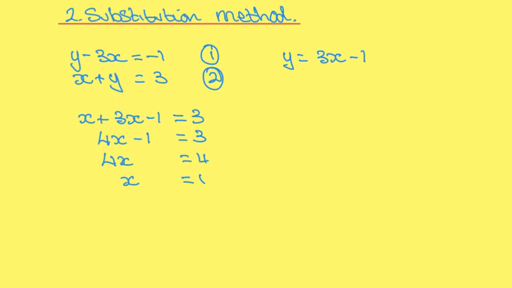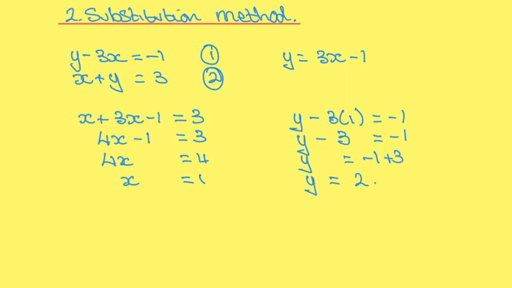So I'm going to use equation 1 and I'm going to substitute x equals 1. So I've got y minus 3 times 1 equals minus 1. So y minus 3 equals minus 1. So y equals minus 1 plus 3. So y equals 2. So I've now got my values. x equals 1, y equals 2.